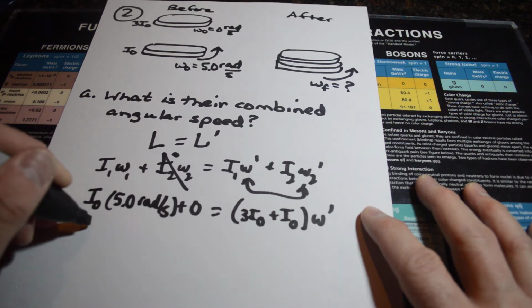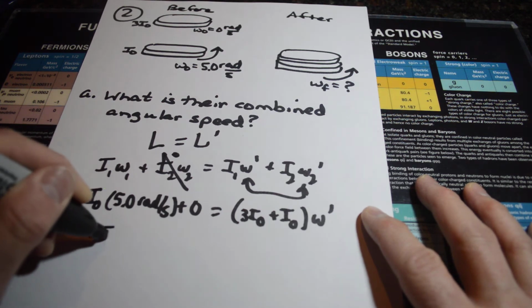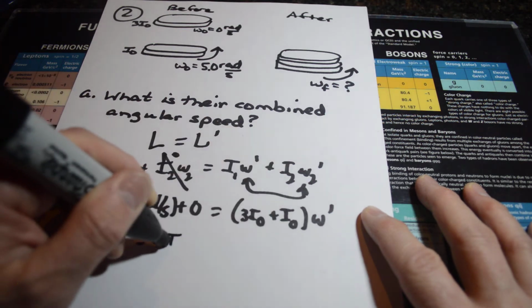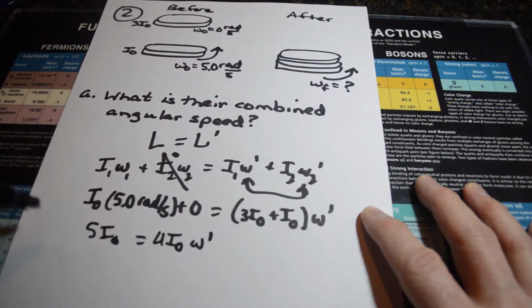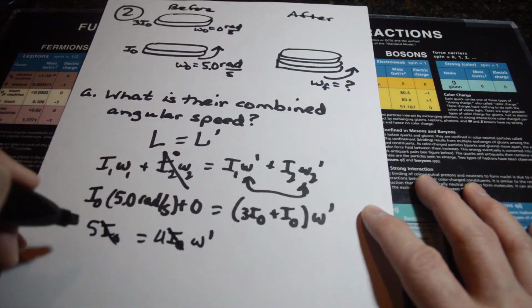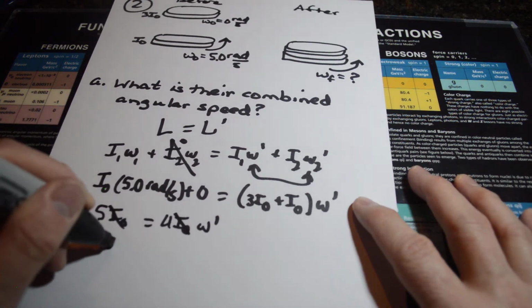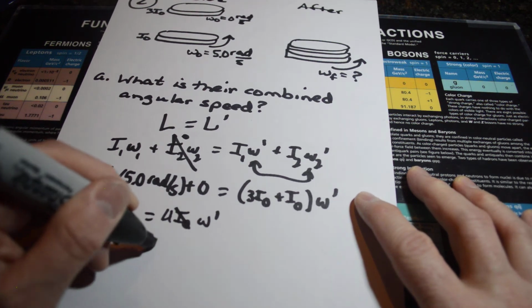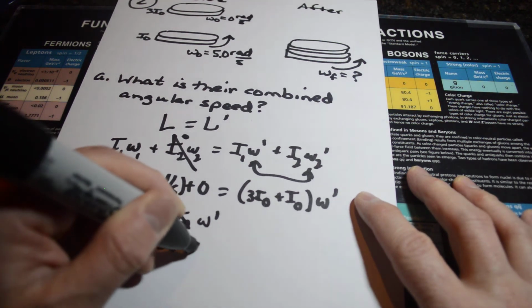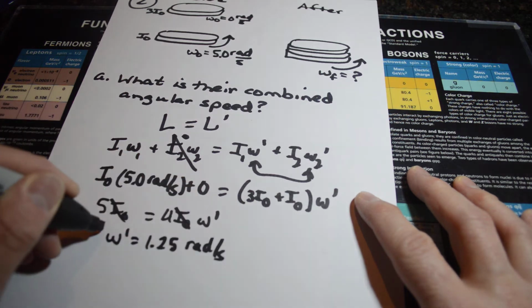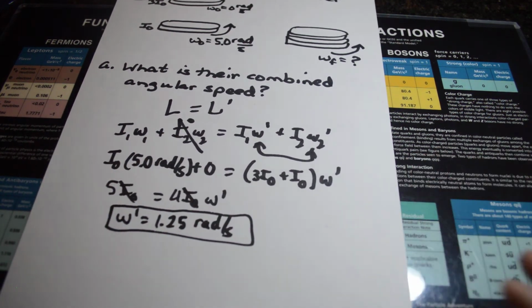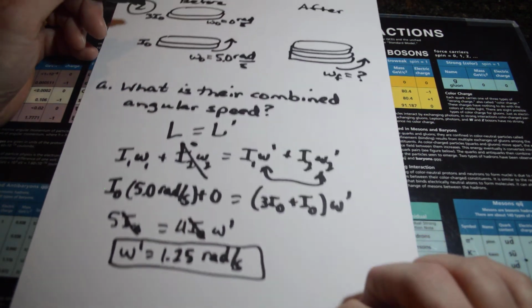But over here, this is going to be 5 I naught equals 3 plus 1 is 4 I naught times omega prime. The I naught, it doesn't even matter what that number was. At the end of the day, the final angular speed is just going to be 5 over 4, which is 1.25. And that's going to be in radians per second. So that should be the answer to that question. Does that make sense that that would be true?